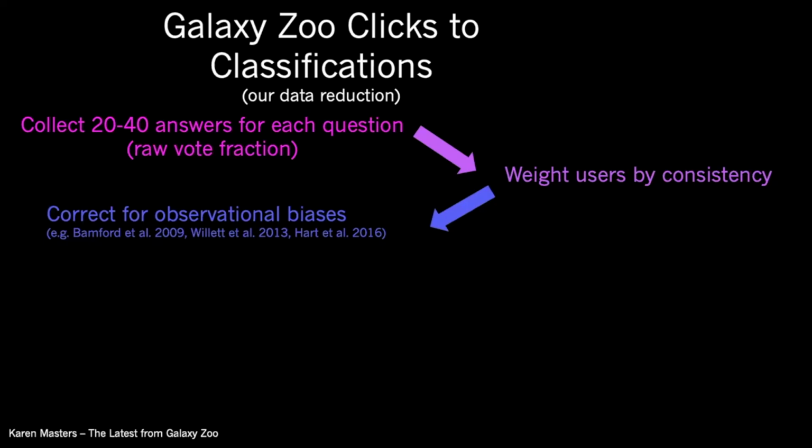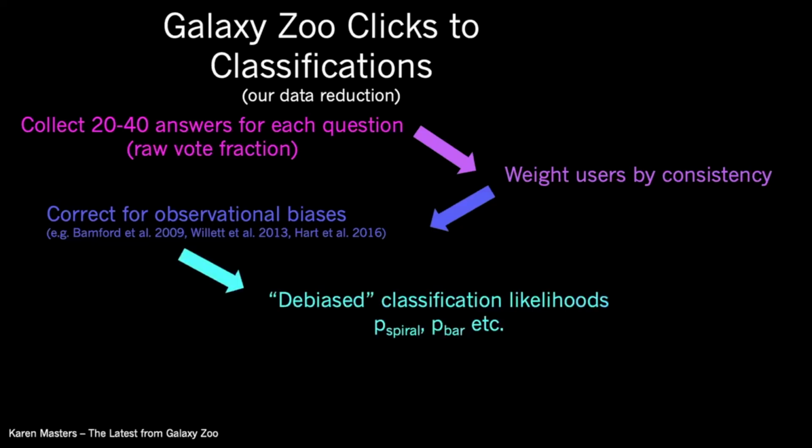In many phases, we correct at this point for observational biases. Galaxies look smoother if they're further away, just because you can see less. That is, the users are answering what they see in the images, but we want to get at the physics. So this is not about correcting the users' classifications at all. This is just about correcting for the physics, basically, that further away objects look smoother. And you can read about how we do that in a series of papers where it's been implemented. And this gives us our de-biased classification likelihoods.